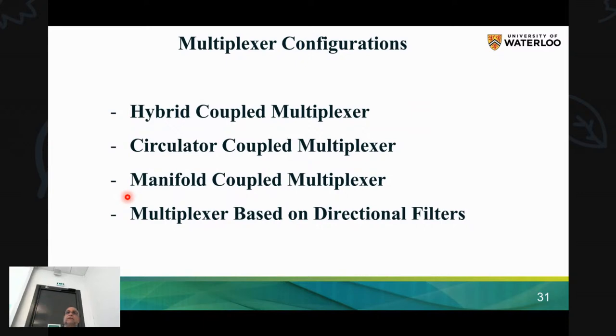Okay, so let's talk about multiplexer configurations. So we know filters as individual filters are being used, but sometimes many applications use them in the form of multiplexers and duplexers. Of course, duplexer is just two of them combined. Multiplexer is when you combine several of them. And there are four types to do multiplexing, or duplexing: hybrid coupled multiplexer, circulator coupled, manifold coupled. I'm not going to talk about the other one because it's not used a lot. It's called directional filter.